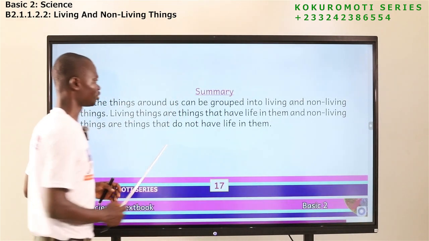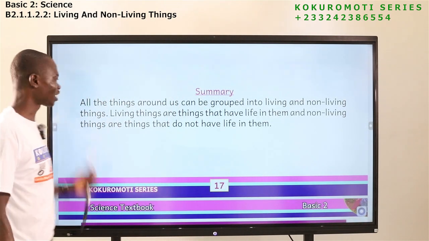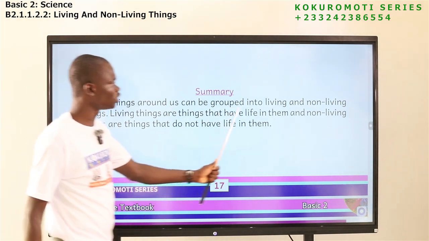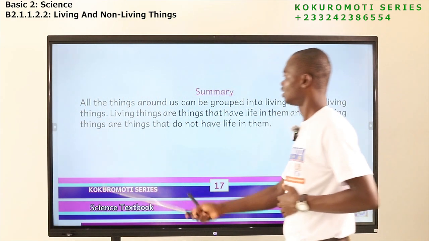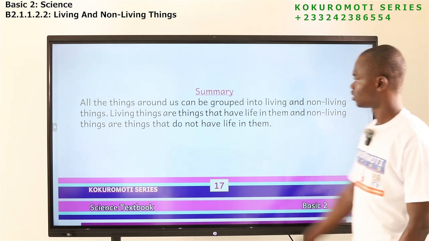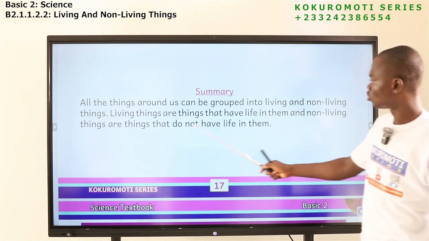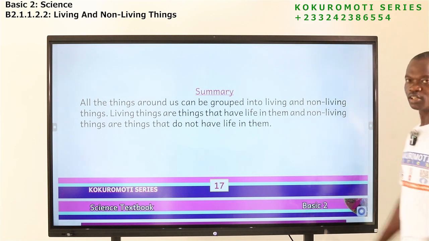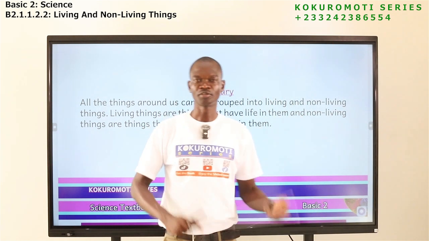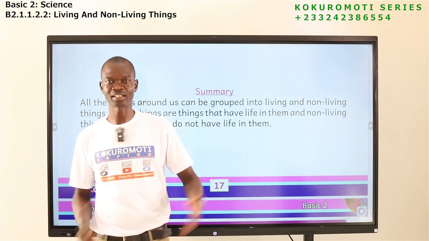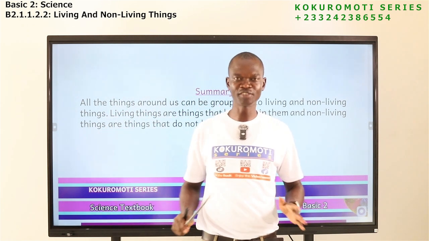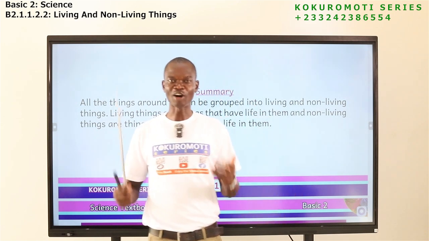Now let's look at a summary. We are bringing our lesson to a close. What have we learned today? We have learned that all the things around us can be grouped into living things and non-living things. Living things are things that have life in them, and non-living things are things that do not have life in them. We have seen the differences between living things and non-living things. We have seen examples of living things and non-living things. So today, this is what we have learned. And I believe you'll be able to answer all questions.